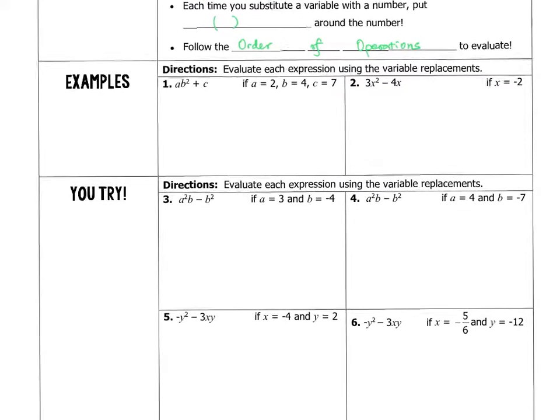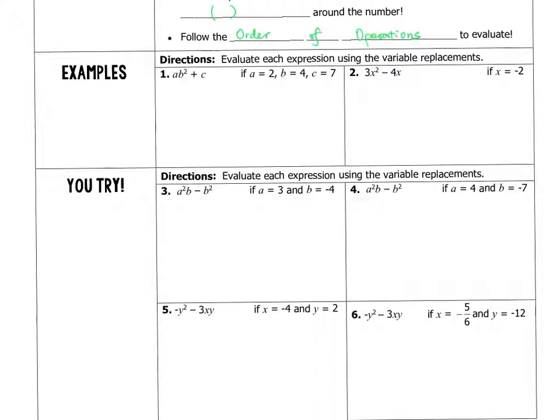So let's look at some examples here. We're asked to evaluate each expression using the variable replacements: A equals 2, B equals 4, C is 7. So we simply put A is 2 in parentheses, B squared, be careful, we put B here, then we square the whole thing, plus C is 7. So now we do PEMDAS, exponents first. 4 times 4 is 16 here, and then we bring down the others. Now 2 times 16 is 32. We plus 7. Our final answer is 39.